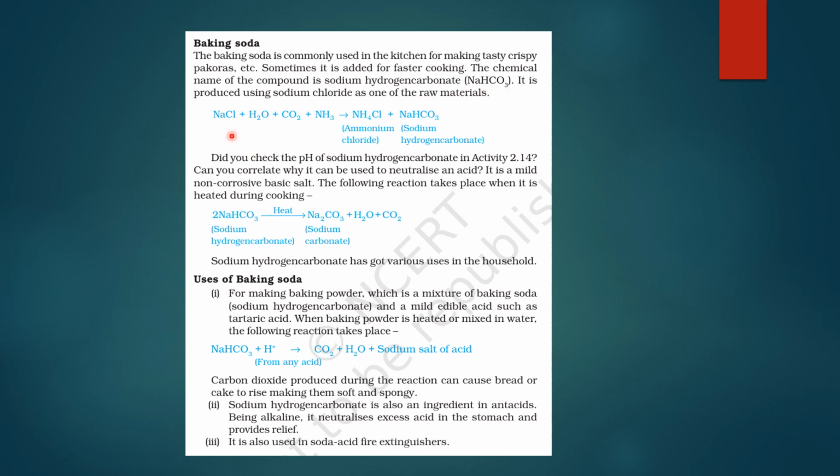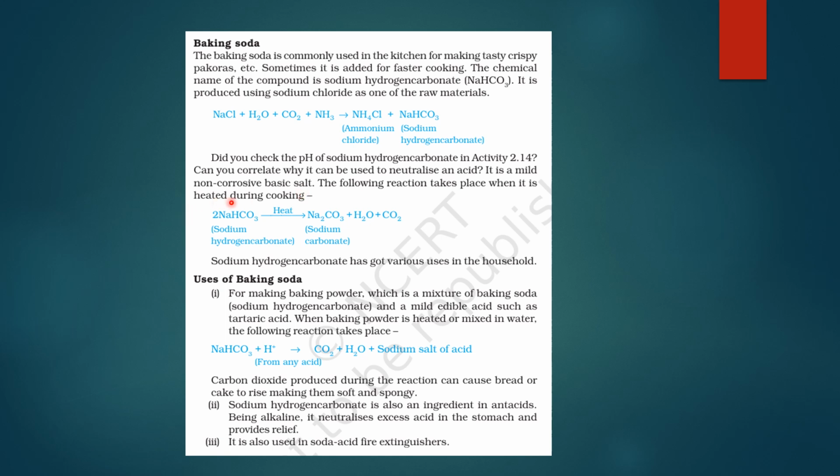So how you manufacture this? NaCl plus H2O plus CO2 plus NH3. This is ammonia. It gives you ammonium chloride and sodium hydrogen carbonate. So this is your baking soda, right? So if we check its pH, okay, it is a mild non-corrosive basic salt. Fine, इसका basic की तरफ आएगा, greater than 7 आएगा इसका pH value.